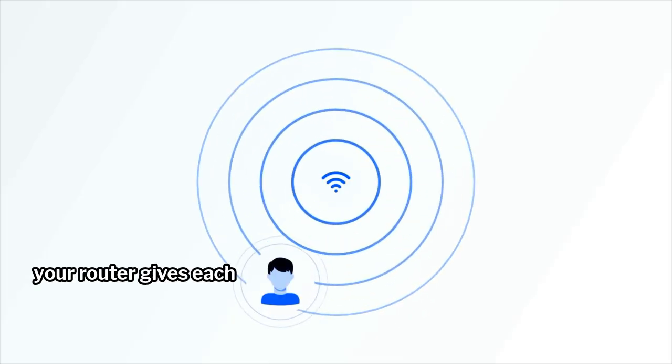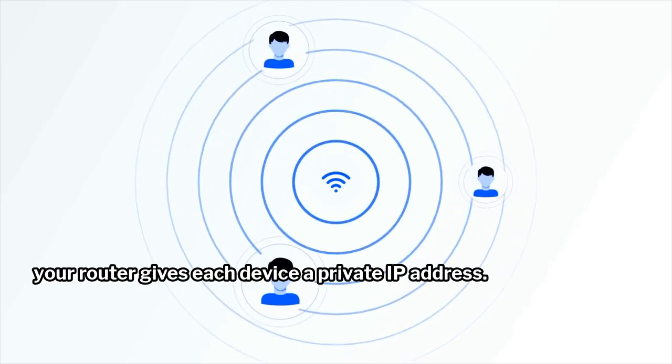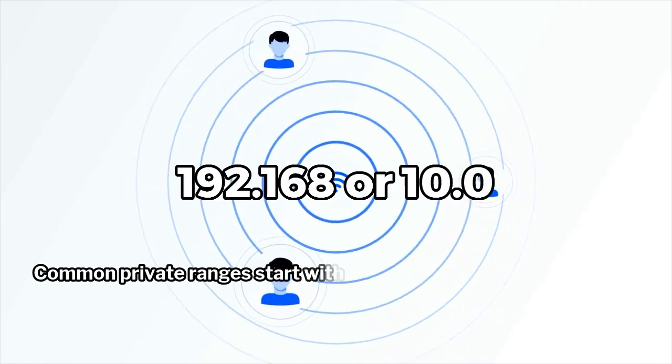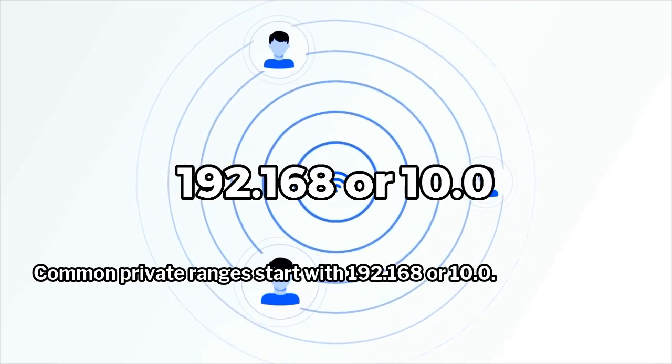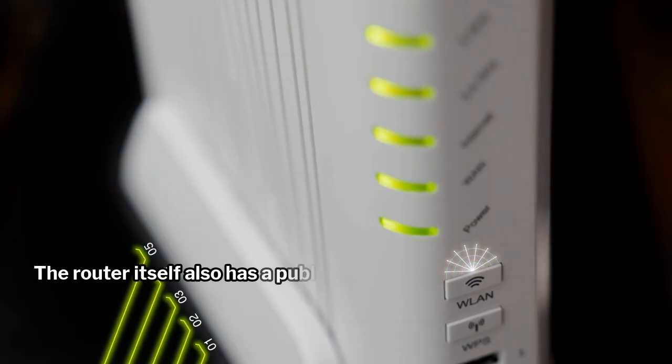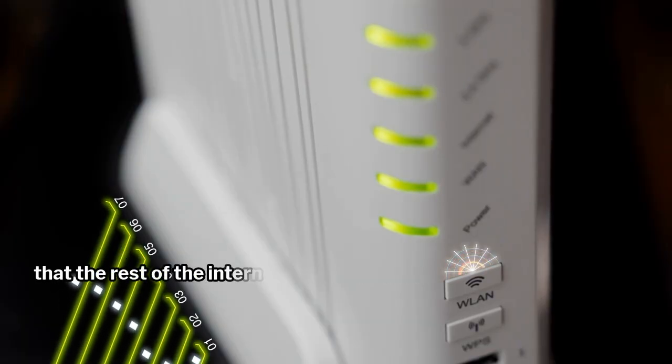If you have a home Wi-Fi network, your router gives each device a private IP address. Common private ranges start with 192.168 or 10.0. The router itself also has a public IP address that the rest of the internet sees.